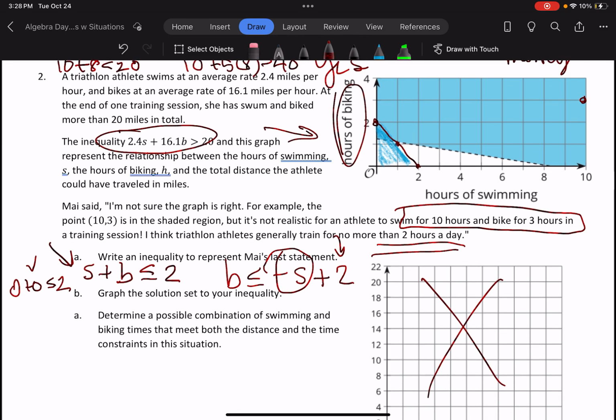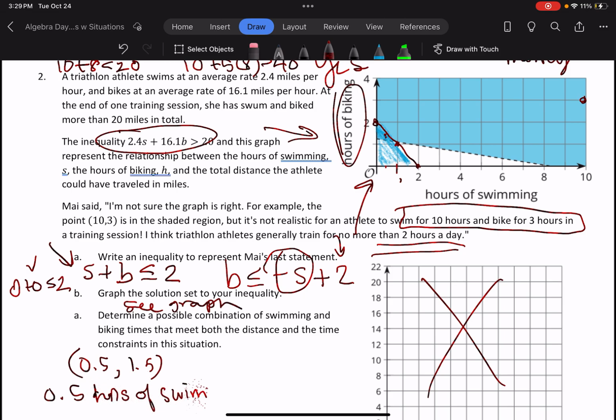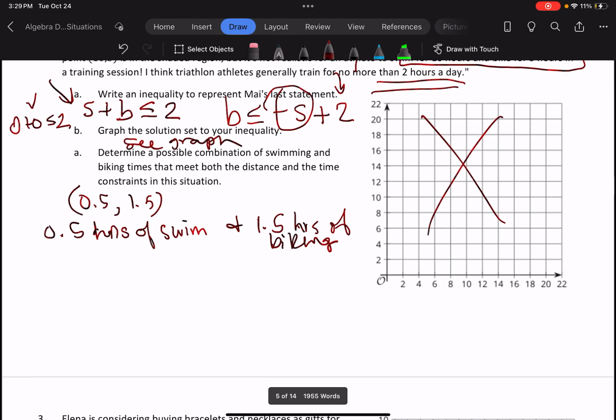So we've done that graph there, right up here, say C graph. And it says determine the possible combination. So a possible combination would be in here somewhere. This is 1 here, so this looks to be about 0.5, and then up maybe about 1.5 would work. So I'm going to say 0.5 comma 1.5, which means 0.5 hours of swimming and 1.5 hours of biking, which seems a little bit more realistic for a triathlon athlete. Probably not realistic for me, but a triathlon athlete could do that.